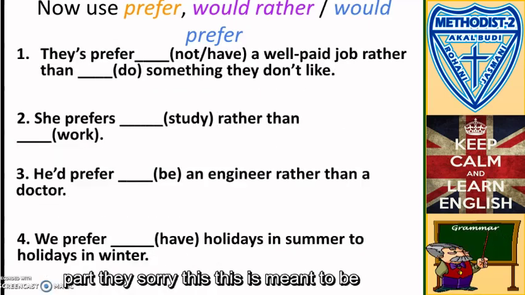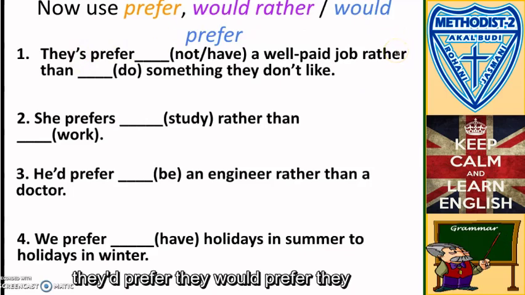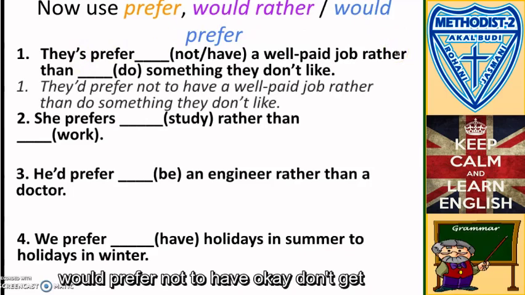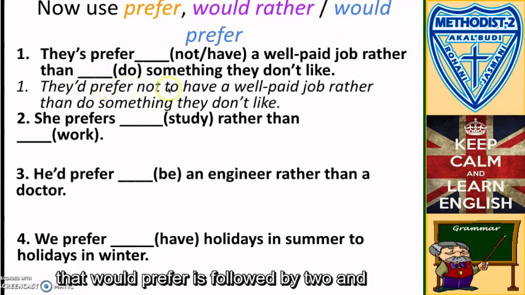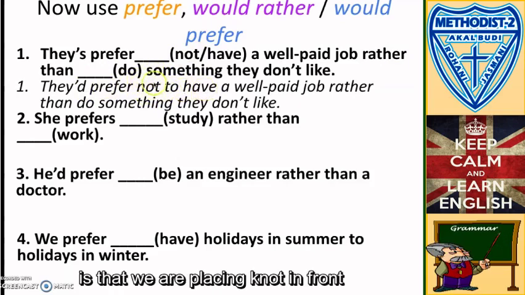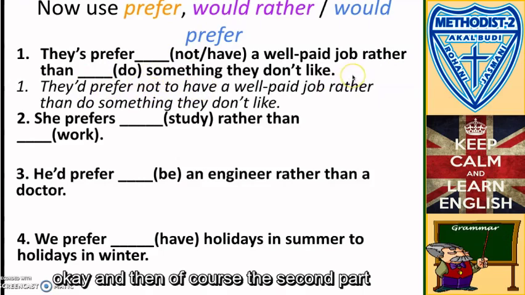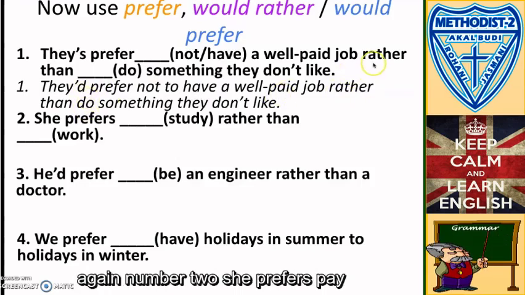Okay, and the last part, this is meant to be a D, okay. They would prefer not to have, okay. Don't get confused with not, because remember that would prefer is followed by to infinitive. The only thing that is different is that we are placing not in front, okay. And then of course the second part is rather than do, the bare infinitive again.